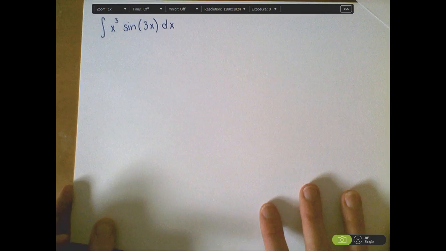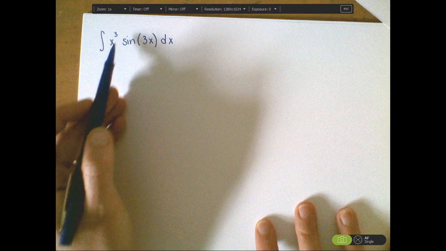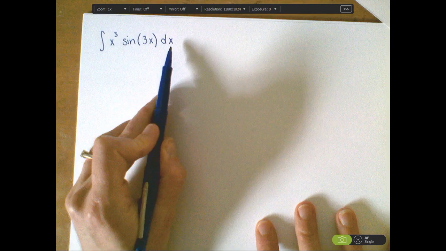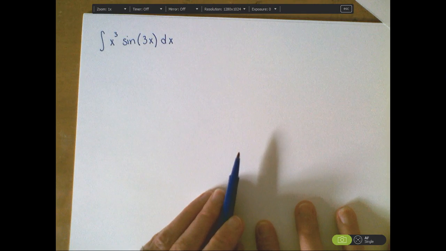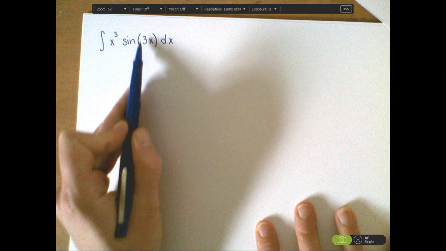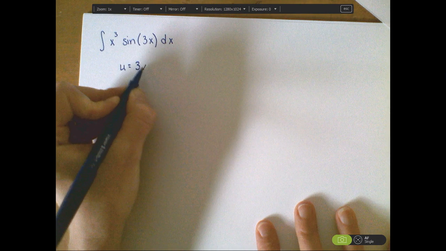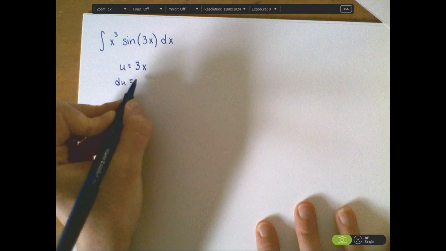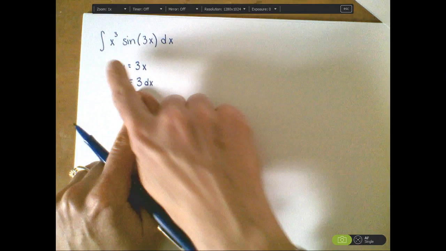The final example that I want to do is actually a non-example. Let's consider the integral of x cubed times the sine of 3x dx. Just like before, I'm going to identify, is there a composition of functions? What's the inner function? In this case, the inner function is 3x, so I'm going to let u be equal to 3x. That means that du is going to be equal to 3 dx. Notice that I don't have a 3 sitting out here, but that's fine. We know how to compensate for that.